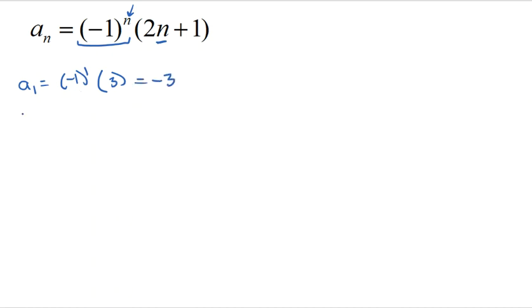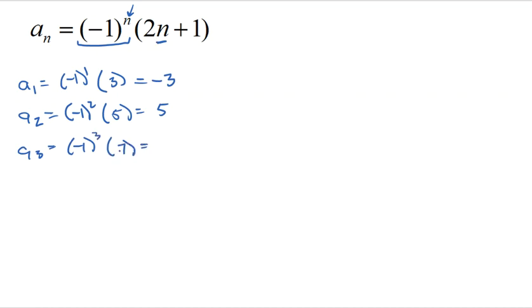Now, watch what's going to happen on this next term. The second term is negative 1 squared. And again, the back number you could probably do in your head. 2 times 2 is 4, 4 plus 1 is 5. But now it's going to be positive 5, because negative 1 squared is positive 1, times 5 is 5. And then the third term is negative 1 cubed times 2 times 3 is 6, 6 plus 1 is 7. But now it's back to being negative. Negative 1 cubed is negative 1. Negative 1 times 7 is negative 7.